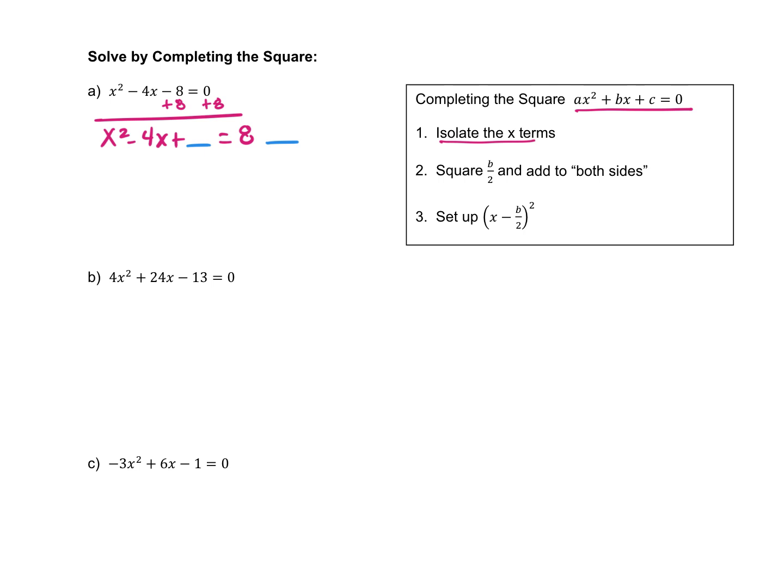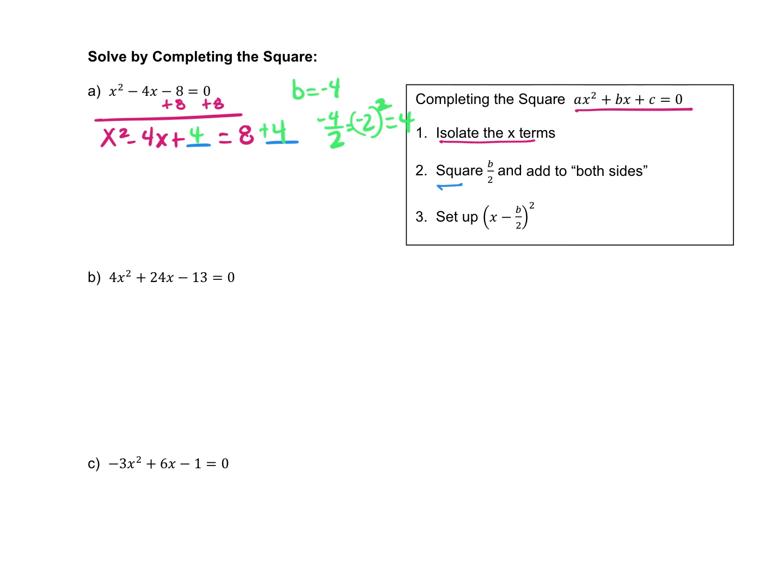Next, remember that you had to take b, divide by 2, square it, and then add that to both sides. First we're going to square b divided by 2. Well, b is negative 4. So we take the negative 4, divide by 2, we get a negative 2. Now we square that, and we get a positive 4. And this is what we add to both sides, a plus 4.